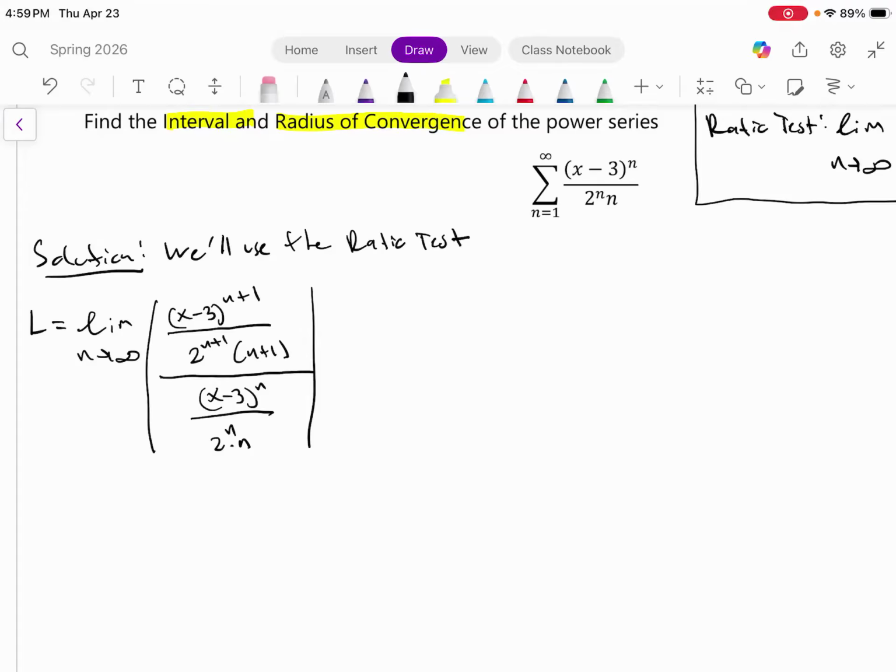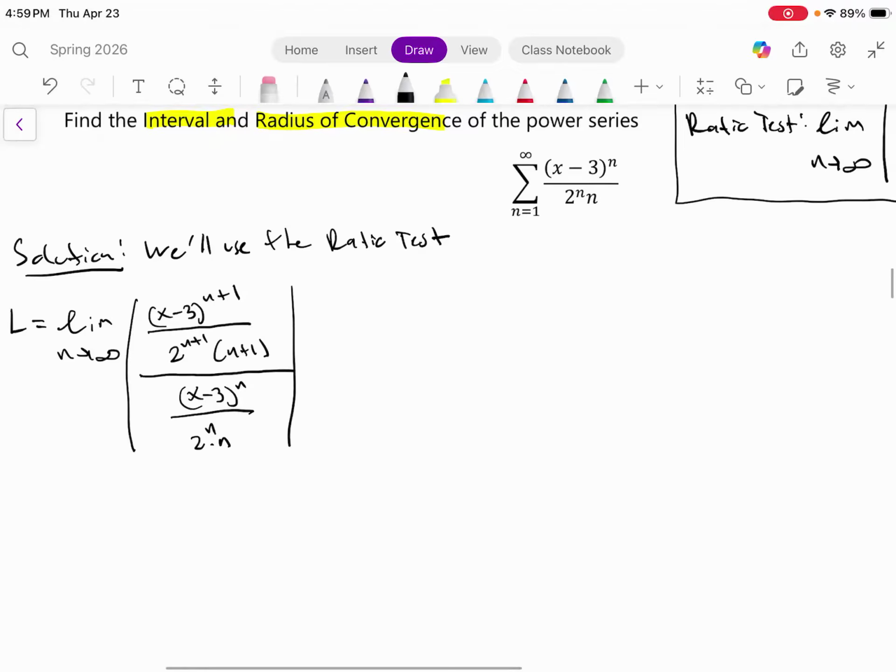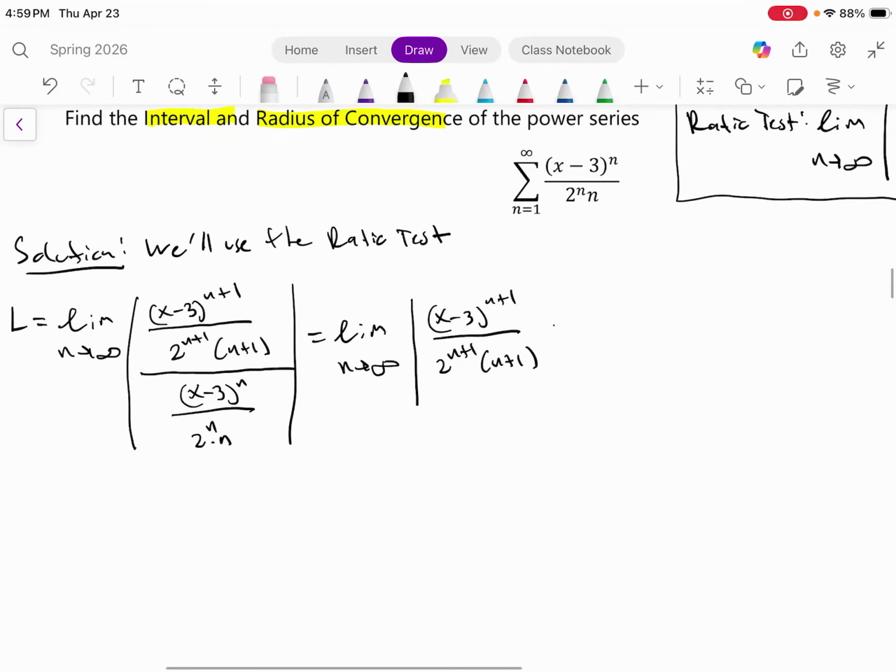Okay, so we are dividing two rational terms, and so when that happens, don't forget to keep writing your limit. We reciprocate the bottom. So this would be (x minus 3)^(n+1) over 2^(n+1) times (n plus 1) times 2^n times n all over (x minus 3)^n.